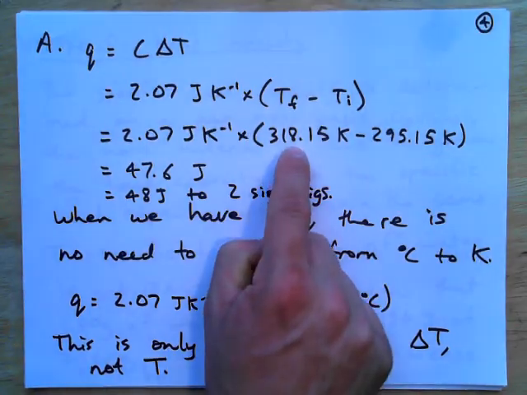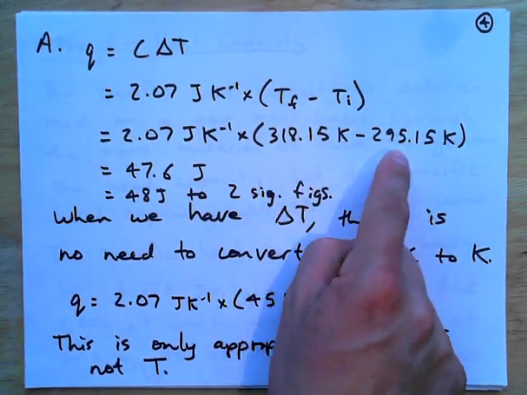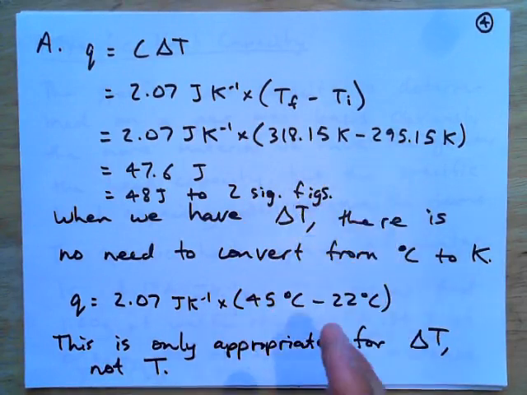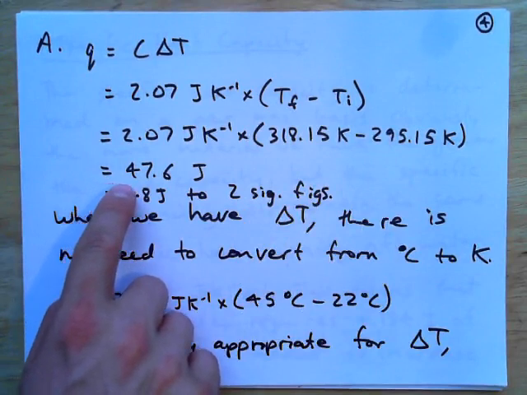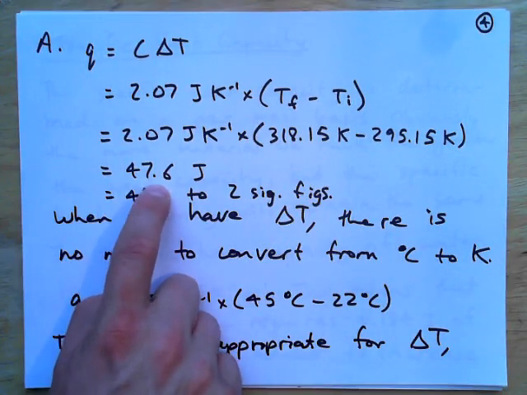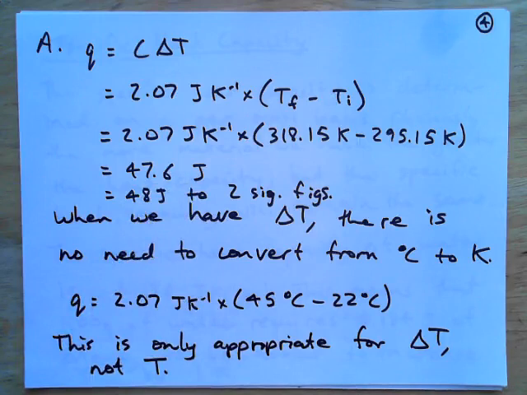Now here I've converted the temperatures to Kelvin in both cases. You'll see in a minute we don't really have to do that. But just as an example, we get this value, so 47.6 joules. That means that I would have to put in 47.6 joules of energy to this material in order to raise that temperature from 22 degrees Celsius to 45 degrees Celsius. Okay, and then that would be 48 if you're going to use 2 sig figs, which we should, because the temperature was 2 sig figs.